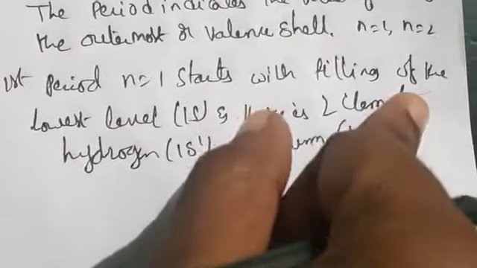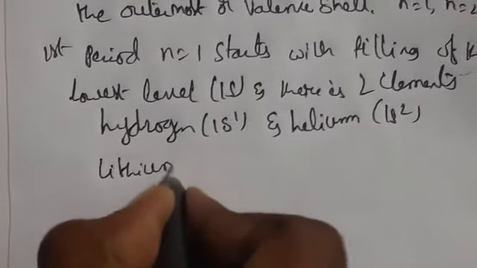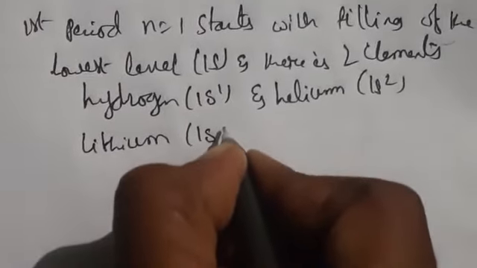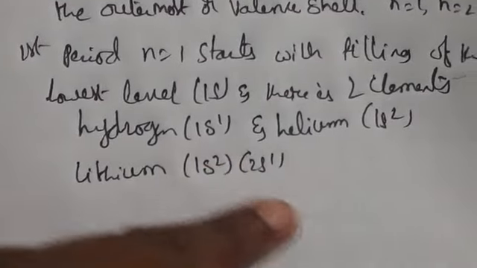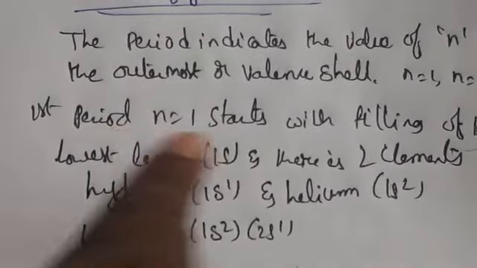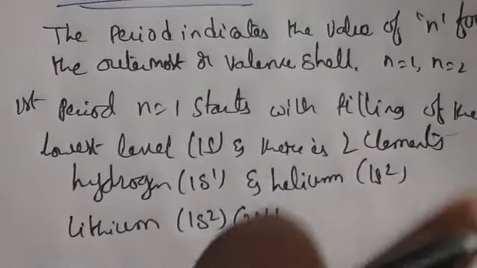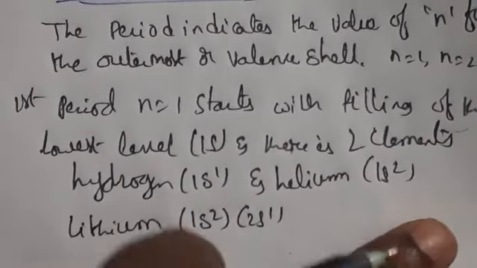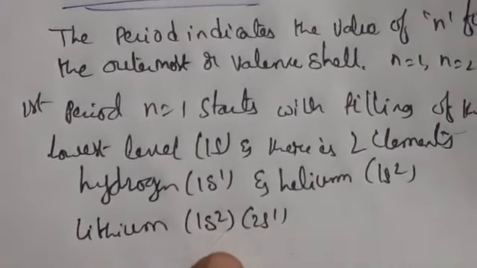In the second period, n equals 2, it starts with lithium and the third electron enters the 2s orbital. Lithium has atomic number 3, so the configuration is 1s2, 2s1. So the first period n equals 1 starts with the filling of the lowest level 1s, with two elements, hydrogen and helium, and in lithium the third electron enters the 2s orbital.